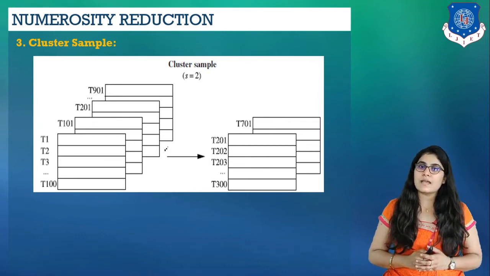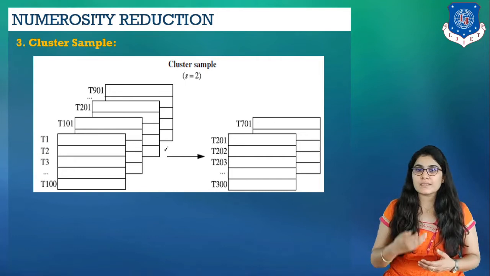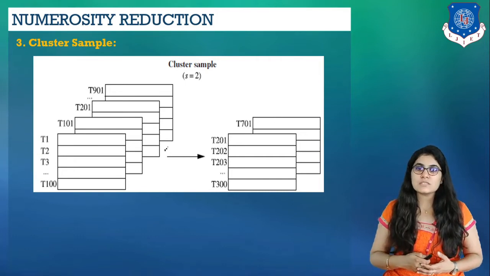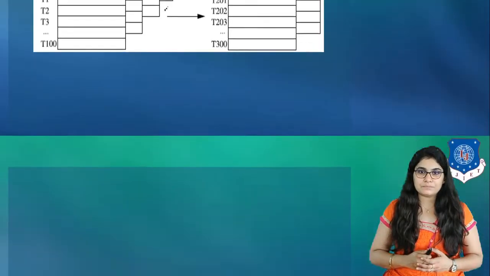Other clustering criteria conveying rich semantics can also be explored. For example, in a spatial database, we may choose to define clusters geographically based on how closely different areas are located. Now let's discuss stratified sample.